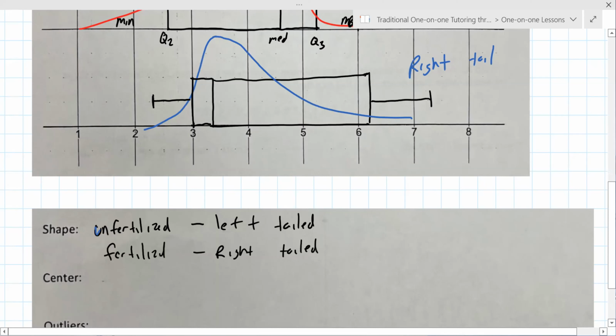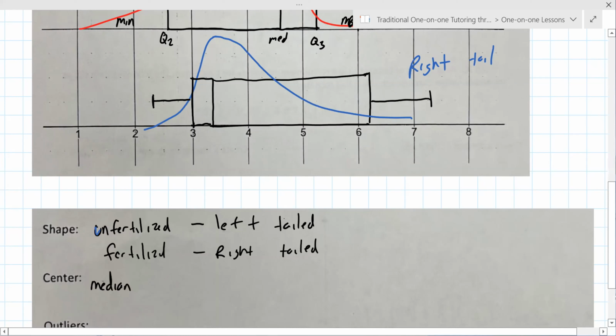Sometimes they're really asking for a comparison between the two. I'm not sure here, but we'll go with that. Okay, now the center is always the median. Okay, but there's also kind of these words that they use.